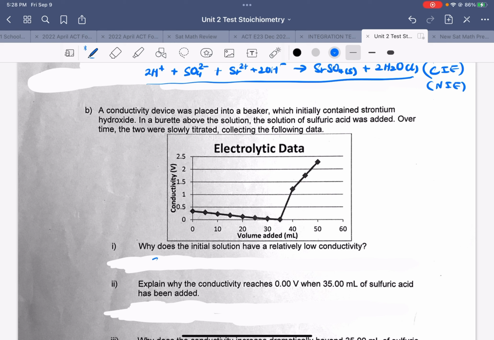Because you can say Sr(OH)2 is only slightly soluble, because of the weak base, okay. Then, producing, you can say, producing less ions. So you don't have much ions, so that means the conductivity is very low.